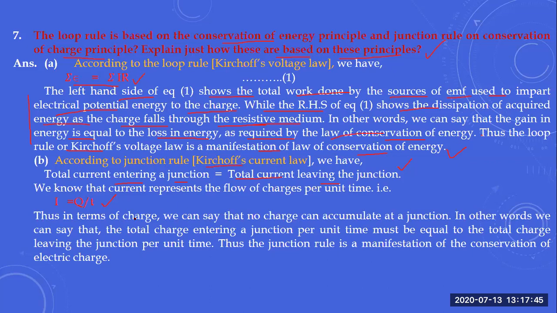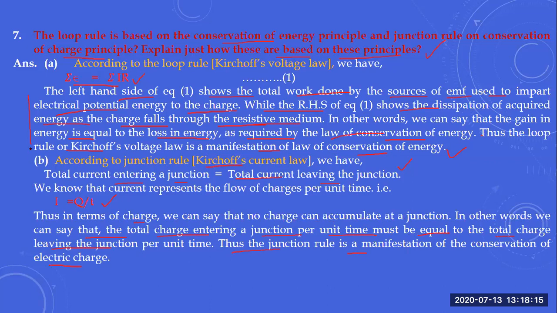Thus, in terms of charge, we can say that no charge can accumulate at a junction. In other words, the total charge entering a junction per unit time must be equal to the total charge leaving the junction per unit time. So the junction rule is a manifestation of the conservation of charge.